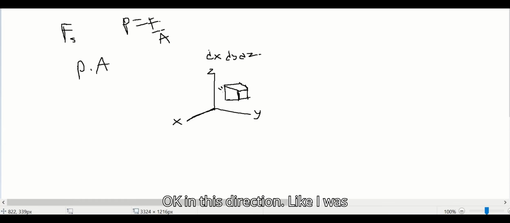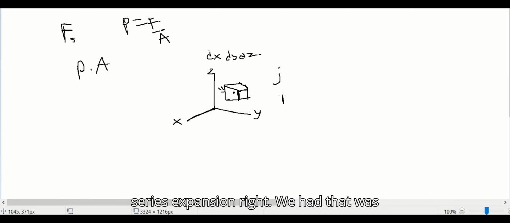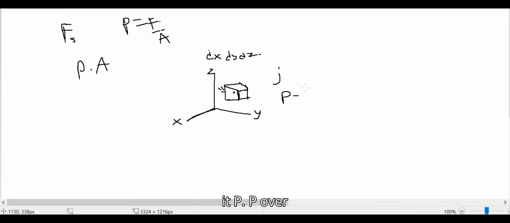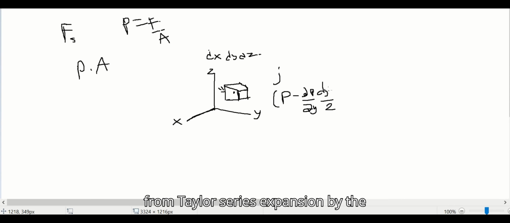Okay, in this direction, like I was saying, pressure acts in j, and if pressure is in the middle and we use our Taylor series expansion, right? We had P plus partial P over partial y times dy divided by 2. Okay, this is from the Taylor series expansion, by the way.